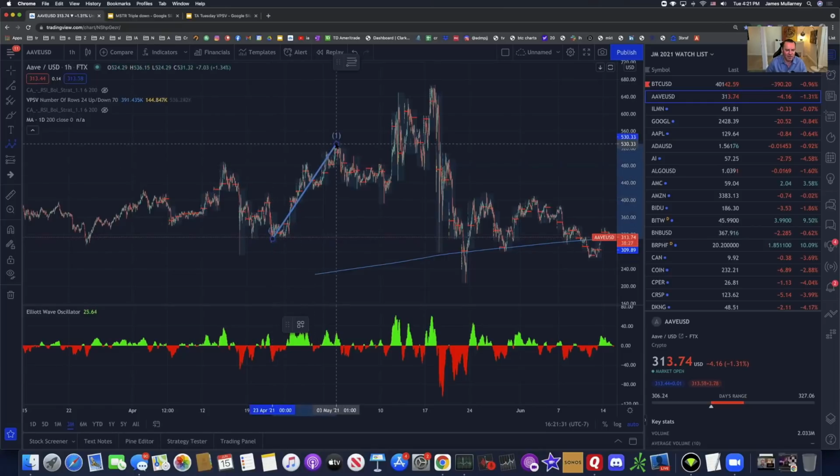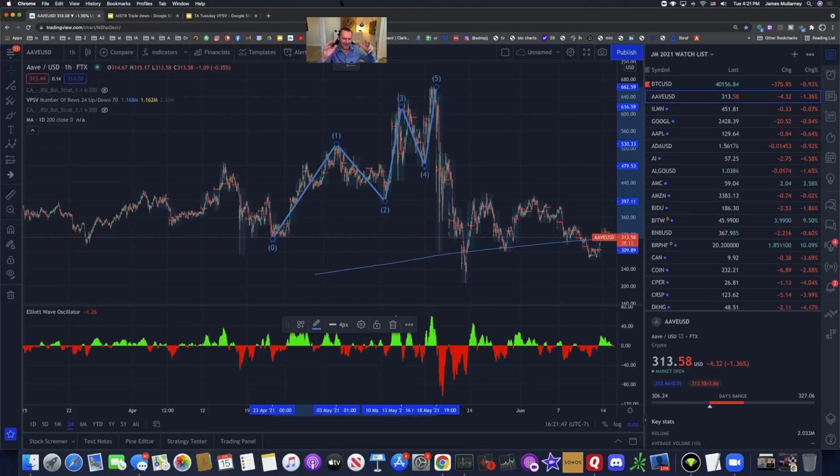So 1, 2, 3, 4, 5. There's your Elliott wave. And it's uncanny as well. It sounds really cliche, but it's uncanny how often the Elliott waves can be seen. These patterns can be seen in any chart.